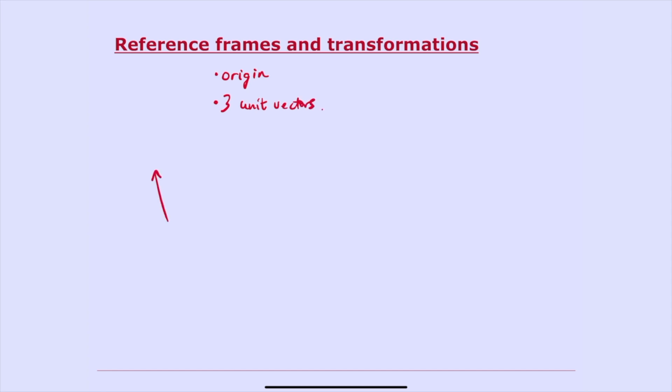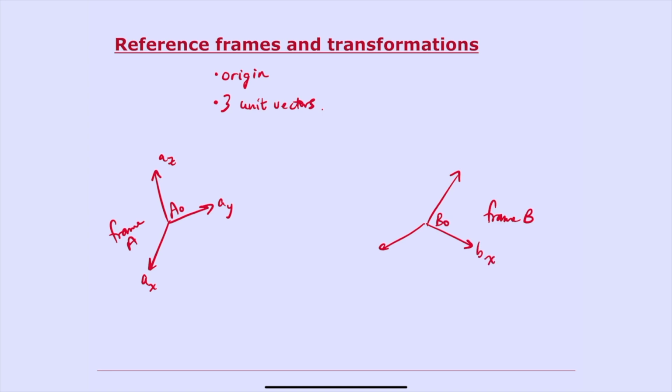Okay, so let's define a frame over here. We'll call this frame A. The origin is AO, and here are the basis vectors AX, AY, AZ. We'll make sure it's a right-handed frame by computing AX cross AY and making sure our thumb is pointed in the direction of AZ, to remember the right-hand rule. Let's define another frame over here, frame B. The origin is BO, and the unit vectors that define the basis are BX, BY, BZ.